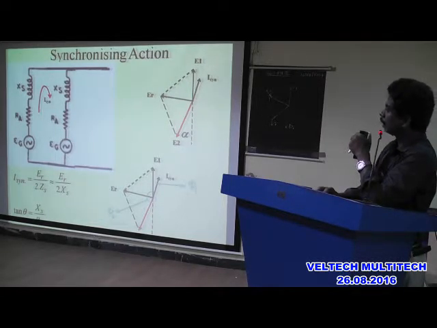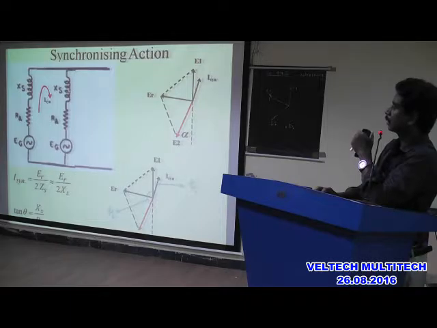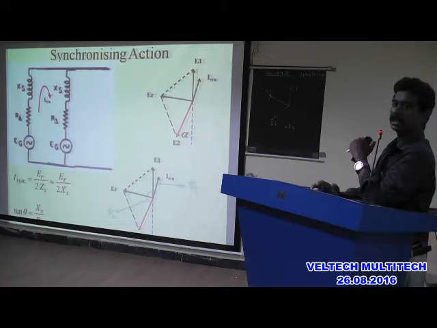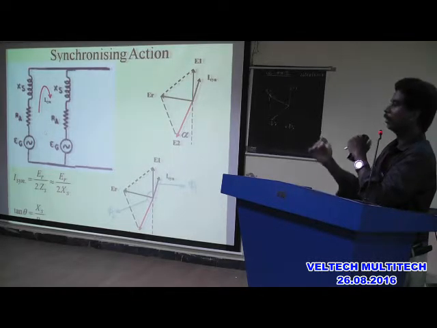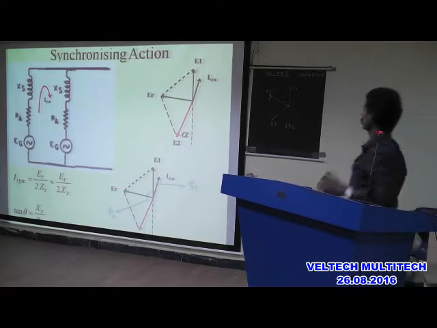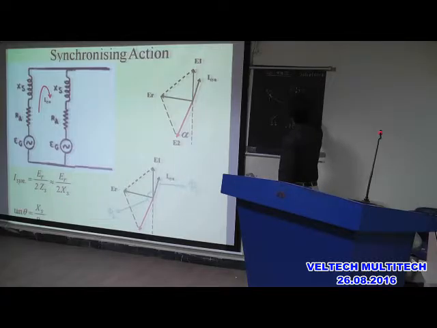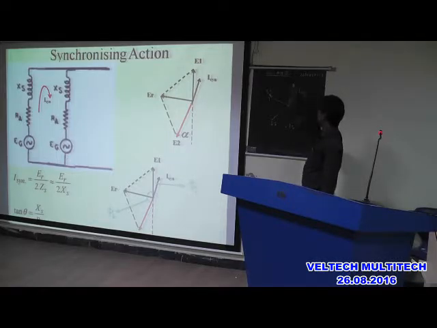What is the impedance in the synchronizing current path? It is RA and XS of the first alternator, and XS and RA of the second. Normally the resistance is negligible, so we can consider it an inductive path. In a pure inductance path, the current lags the voltage by 90 degrees. So this is ER, this is the synchronizing current ISY, 90 degrees behind. Now this ISY is in the direction of E1 but opposite to E2, so it is the generating current for E1 and the motoring current for E2.